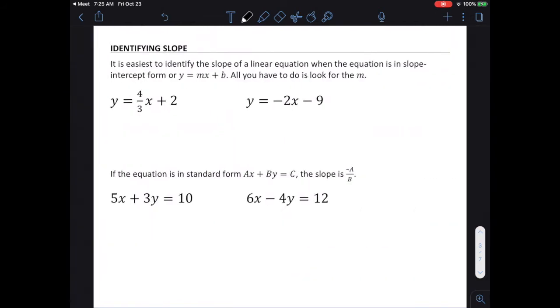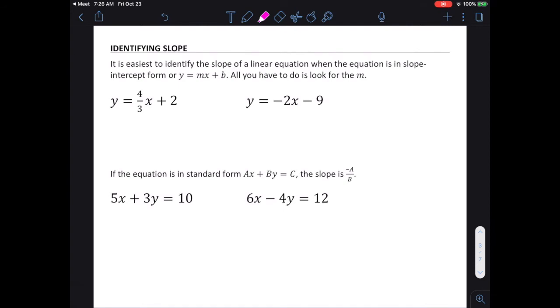Okay, so one thing we need to be able to do is find the slope between 2 points. The second thing we need to be able to do is just identify the slope. And when I say identify the slope, what I mean is be able to look at an equation and know what the slope is right away. And the easiest way to identify a slope is if the equation is in slope-intercept form, or y equals mx plus b, because all you have to do is look for the m, and that's your slope.